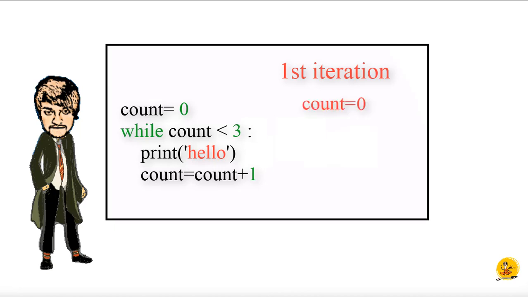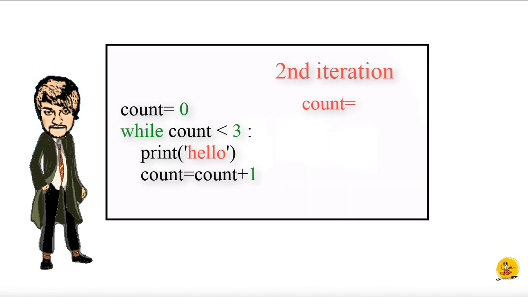Then the condition of the while loop, count less than 3, is executed. Since the condition is true as 0 is less than 3, so the print statement inside the block is executed and displays hello for the first time. And the value of count is incremented by 1.